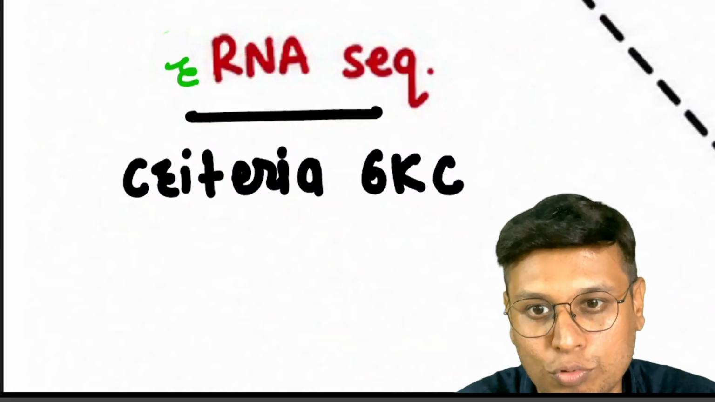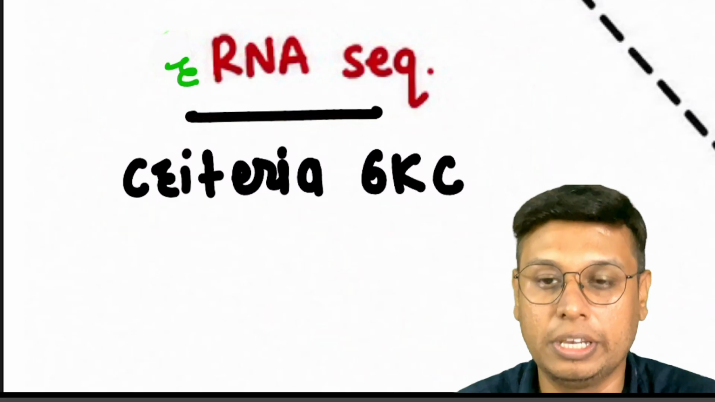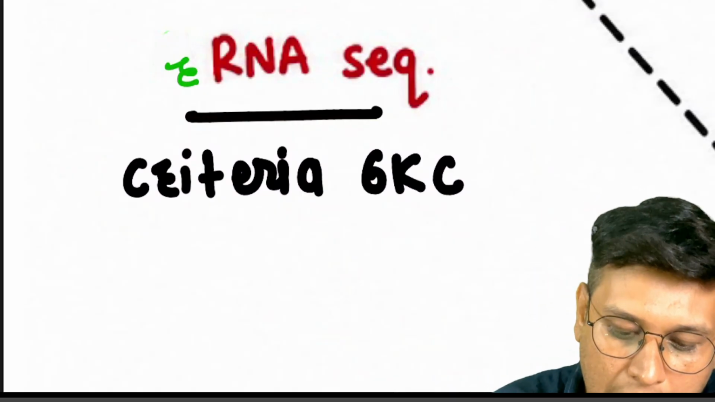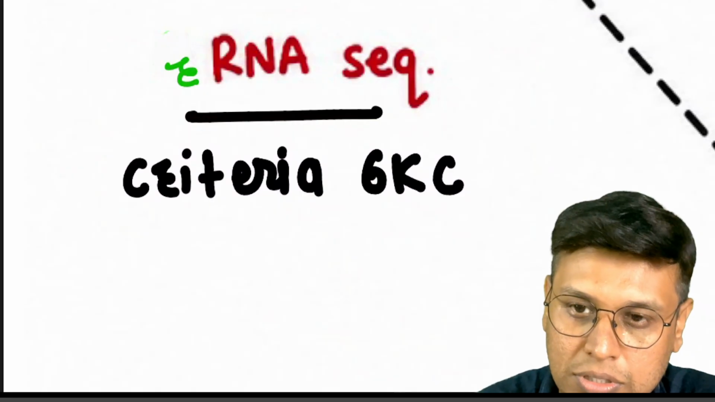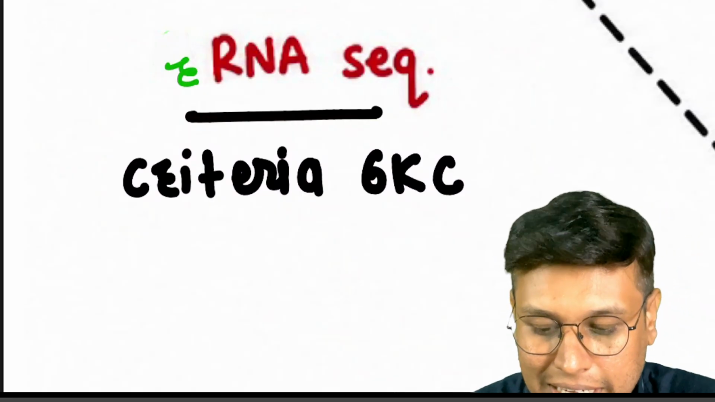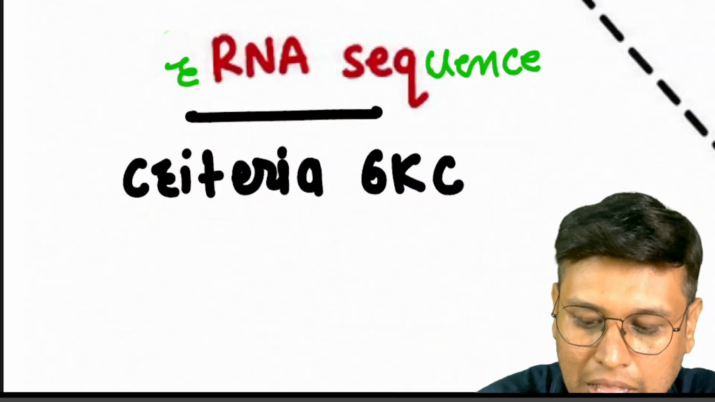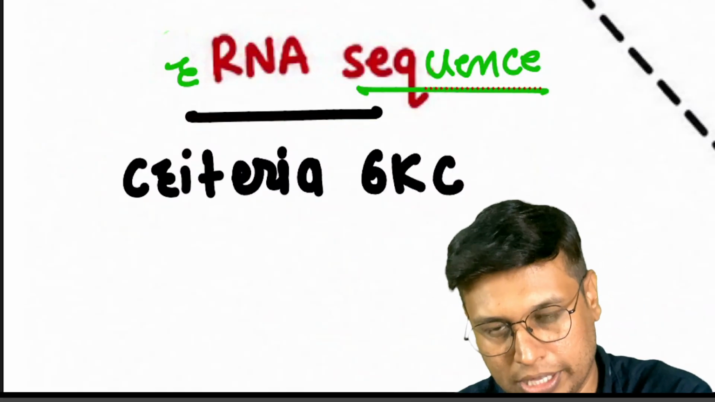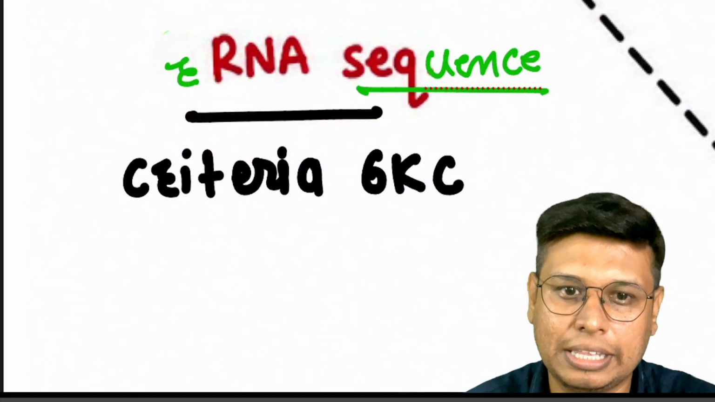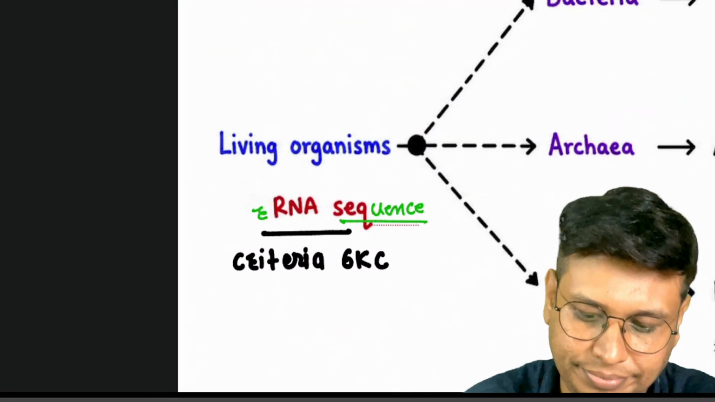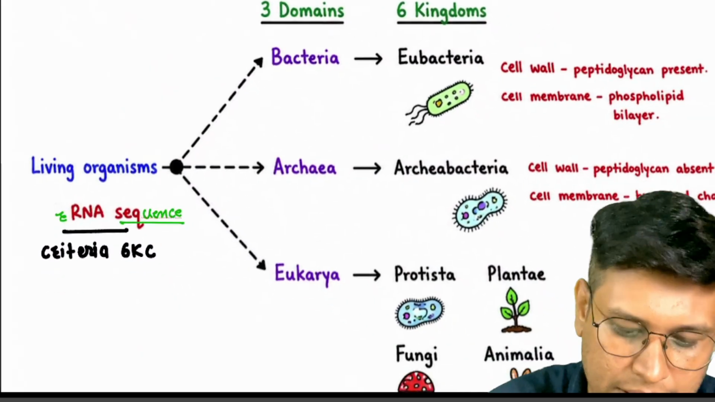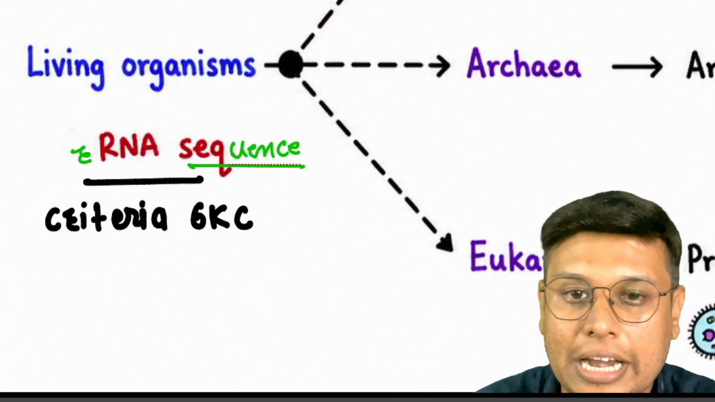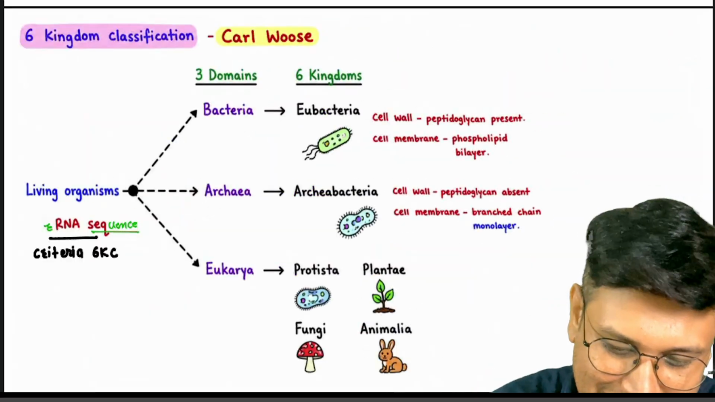rRNA is present in ribosomes. Ribosomes are factories of protein, which we will learn about in cell biology, or you have learned about this in 10th and 9th. They have taken the rRNA of ribosomes and sequenced it. Where there is more matching of the sequence, the organisms are placed together. Where the sequences are different, they are placed in different groups.